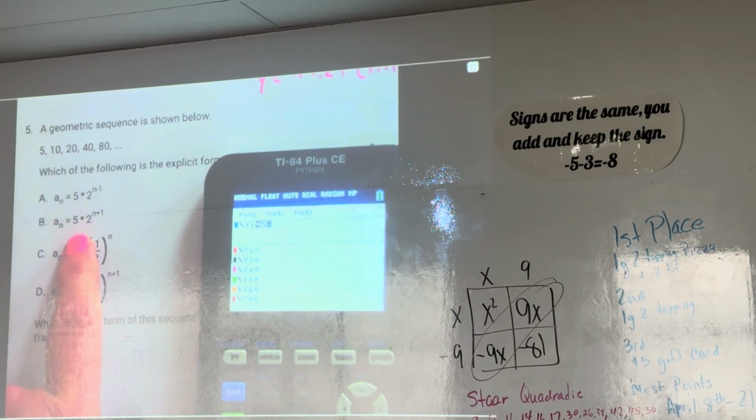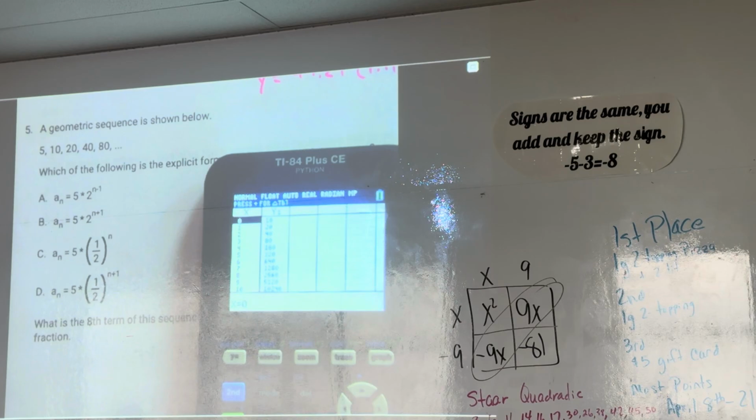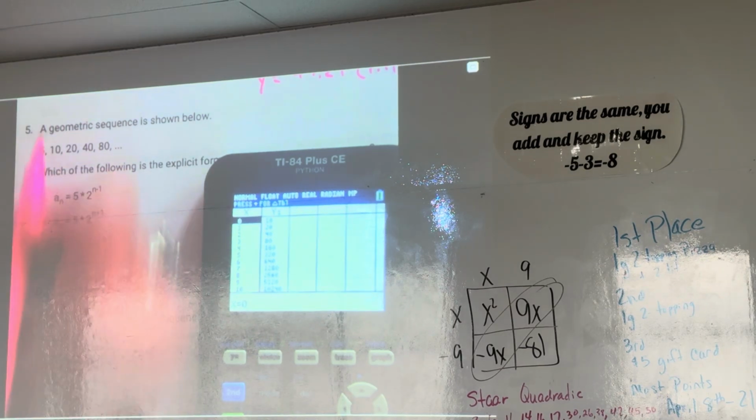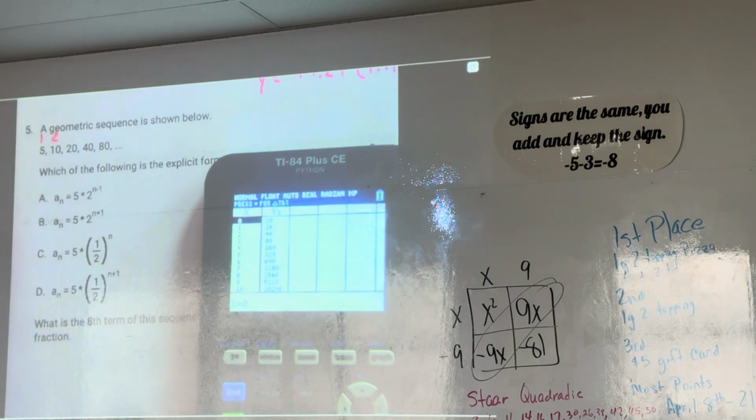So 5 times 2 raised to x plus 1. And where do we go? Do we graph it or go to our table? Table. And so the way it works, when x equals 1, y equals 5. When x equals 2, y equals 10. So they just left off the x. Did that one work? No.